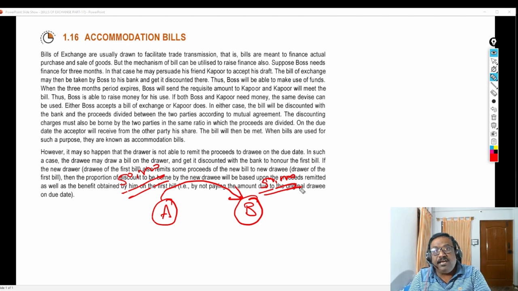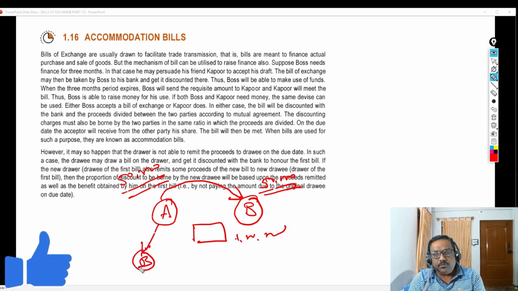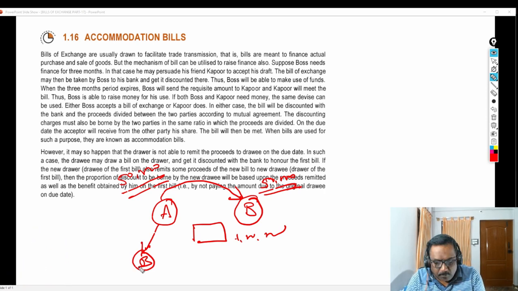So A is in need of 50,000 and B is also in need of 50,000. Then they both will come to an agreement saying, okay A, you do one thing. You write a bill on me for 1 lakh. I will accept it. You go and discount that amount with the bank, the 1 lakh amount.